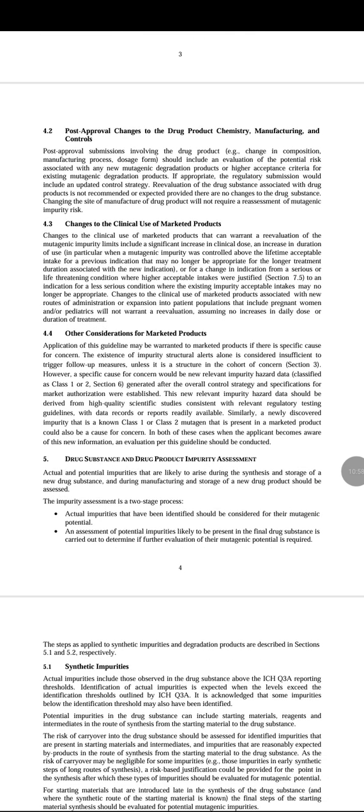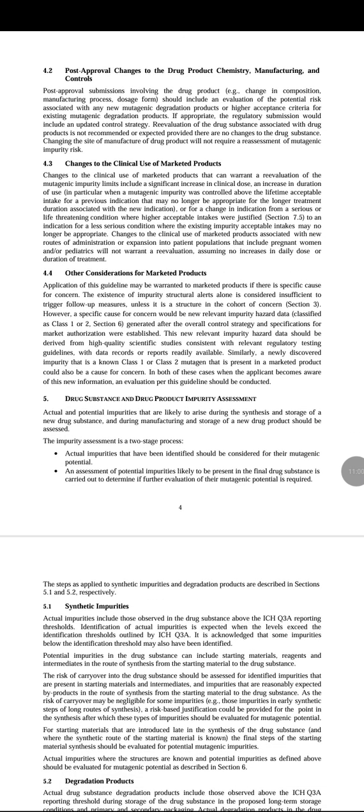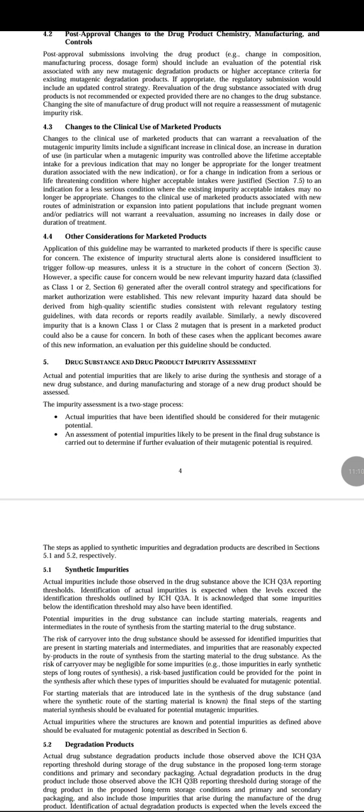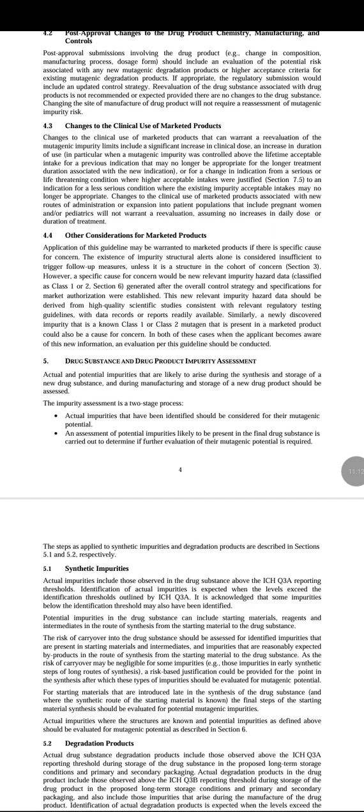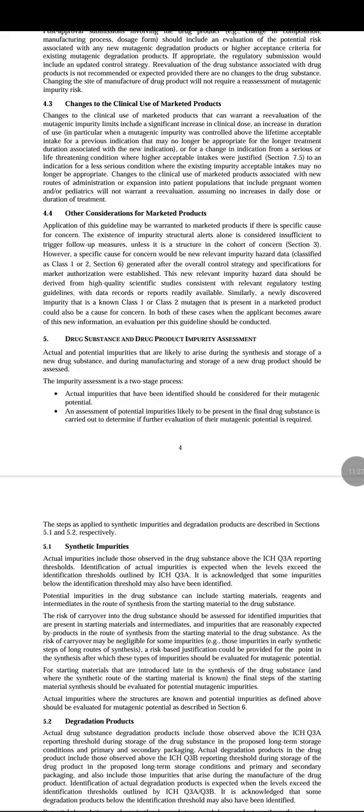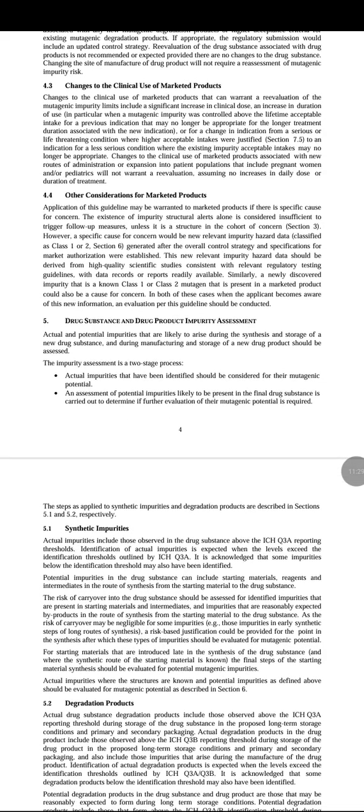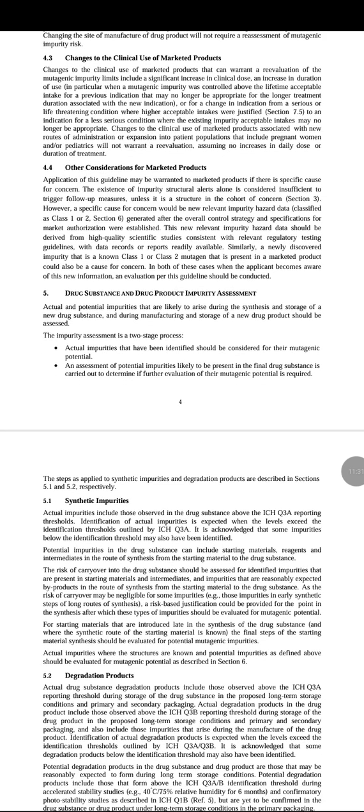Next, post-approval changes to the drug product chemistry, manufacturing, and controls. Post-approval submissions for a drug product with changes in composition, manufacturing process, or dosage form should include an evaluation of potential risk associated with any new mutagenic degradation products or higher acceptance criteria for existing mutagenic degradation products. If appropriate, the regulatory submission would include the updated control strategy. Re-evaluation of the drug substance associated with the drug product is not expected, provided there are no changes in the drug substance. Changing the site of manufacturing of the drug product will not require assessment of mutagenic impurity risk.